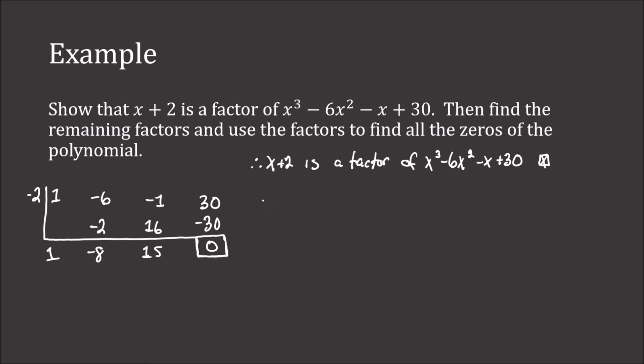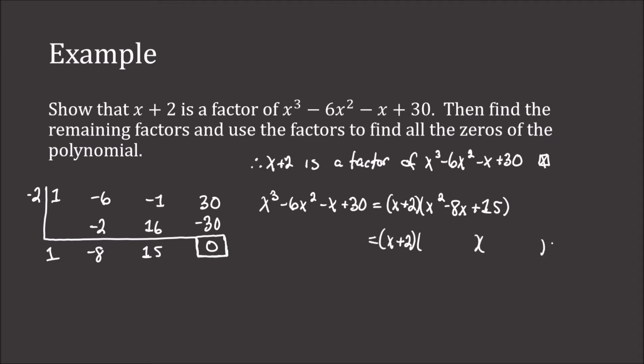Well, x cubed minus 6x squared minus x plus 30 would thus equal x plus 2 times x squared minus 8x plus 15. Now this is a quadratic, and we know how to factor that from algebra. So we want factors of 15 that, when added together, give you 8. Well, 3 and 5 when added give you 8.